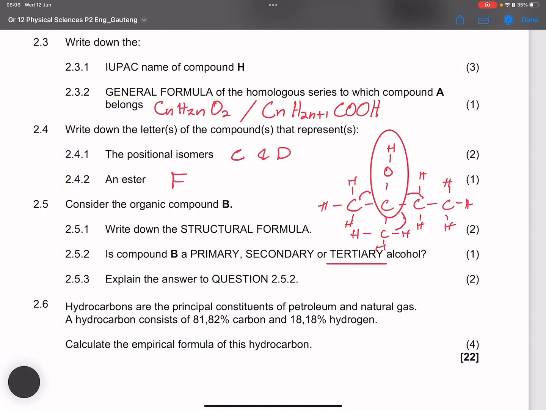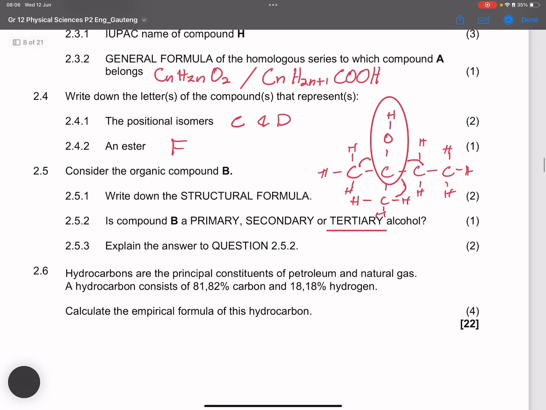Right, and then finally, before we get to the last question, they say explain the answer to 2.5.2. Well, I've just said it just now, right? So there are 3 carbons that are bonded to the carbon atom, which has the hydroxide ion. Okay, right? So that is how you're going to explain that part. All right, now let's go on to the calculation.